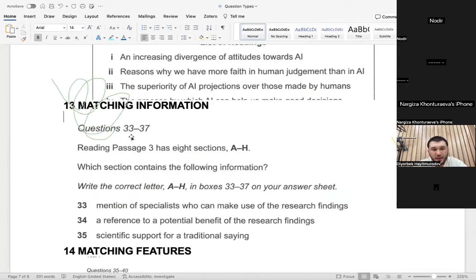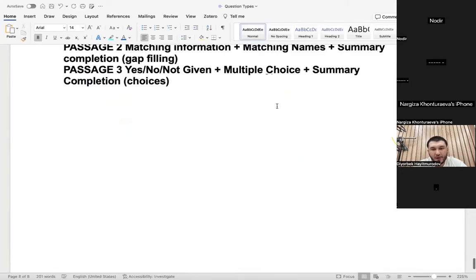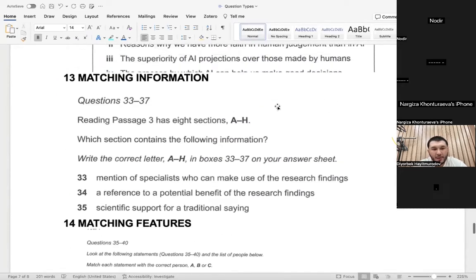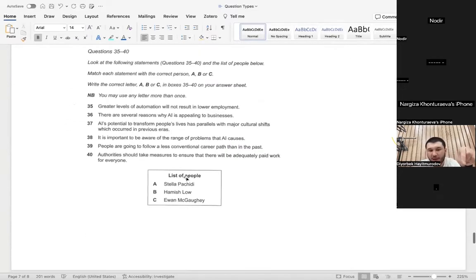And then another type of question that you find in passage 2 is matching names. We predominantly call it matching features because instead of names, you could also be given sometimes countries, organizations, years, but the overall name is matching features.